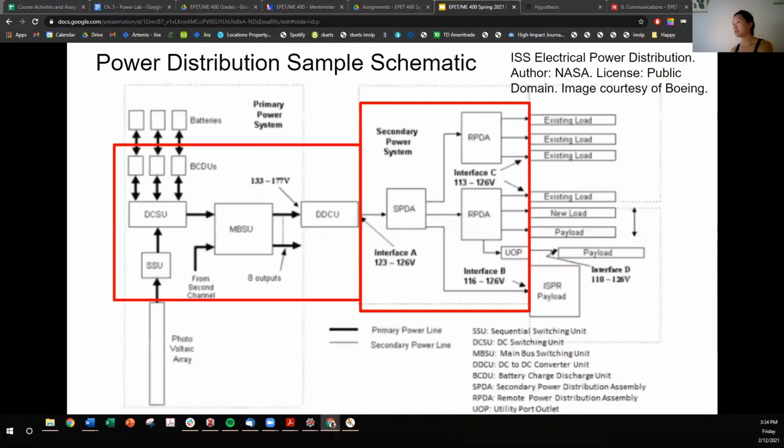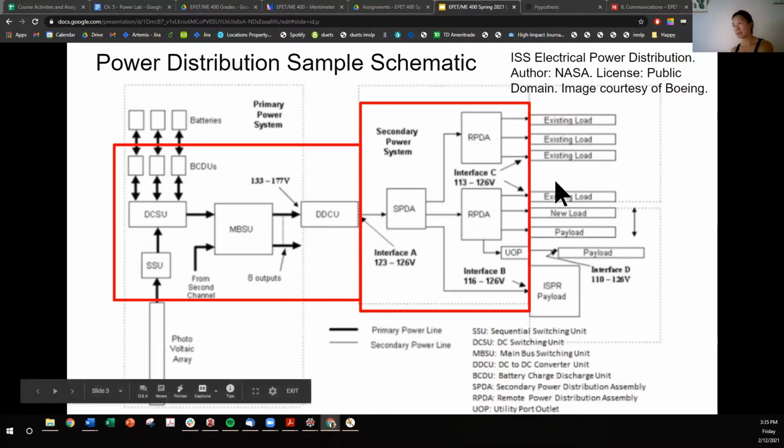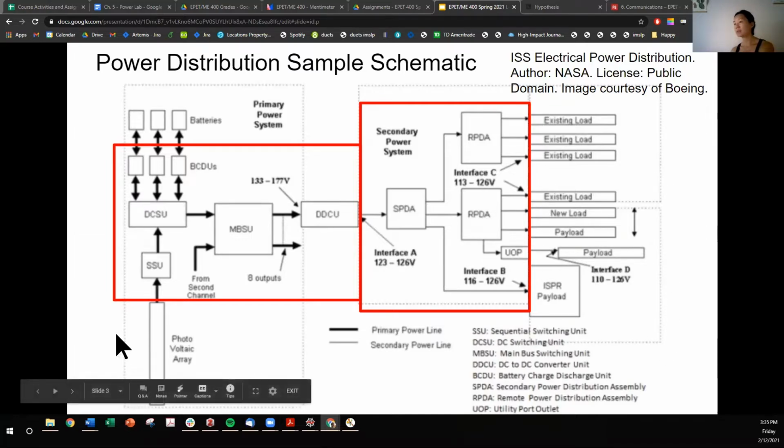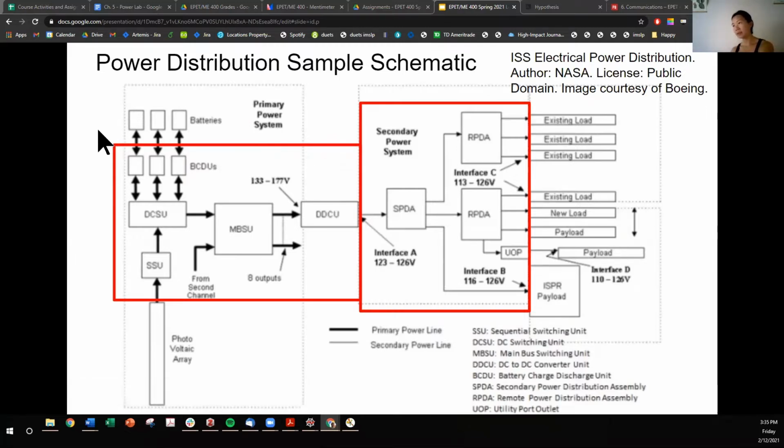So, power management and distribution. Here is a power distribution sample schematic from the ISS. What I've highlighted in red boxes are the distribution and management components. You'll see here that outside the red boxes, we have loads, we have payloads, we have power generation, and we have energy storage. But in between all this stuff, let's just walk through some of the components that are commonly used in power management and distribution and their function.